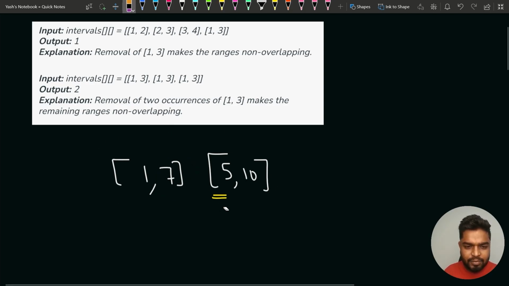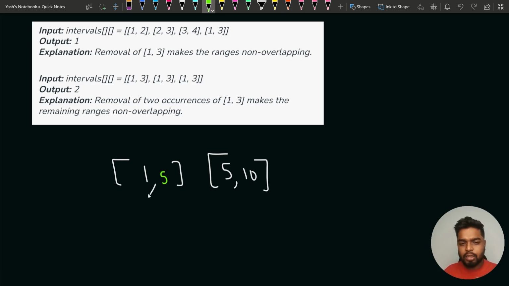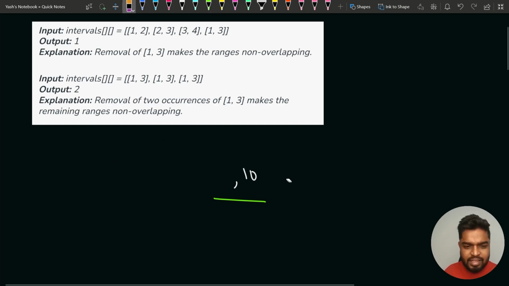So such intervals will be called overlapping intervals. Also, one more thing, if there is an interval like 1, 5 and another interval is 5, 10, now these two intervals do not overlap. Why? Because this interval is ending at 5 and the other interval starts at 5. So in this problem, we'll not consider this as an overlap. Okay, so let's see the first test case, like how we are counting the final answer.